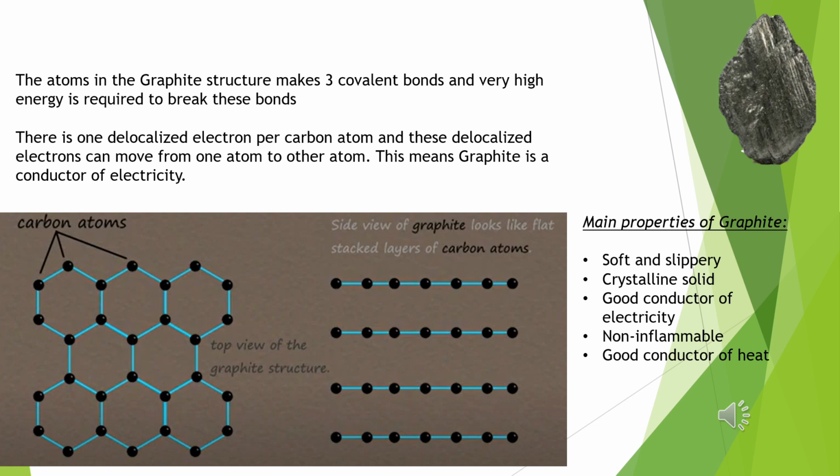As we mentioned before, the main properties of graphite are: soft and slippery, crystalline solid, good conductor of electricity, non-flammable, good conductor of heat.